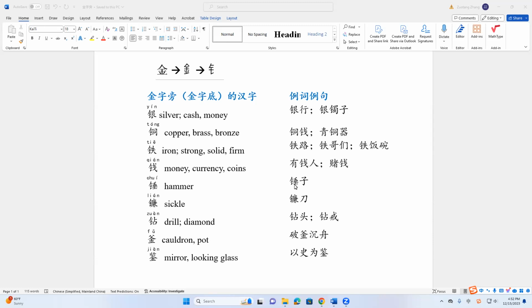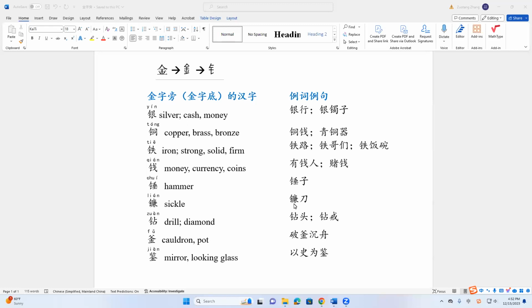Next one is 锤子. 锤子 is hammer. But if you take 子 out, 锤 can be a verb, meaning to use a hammer to do something. So 锤子, hammer. I'm going to give an example. 没有锤子我怎么钉钉子? Without a hammer, how can I put in the nails? 锤子.